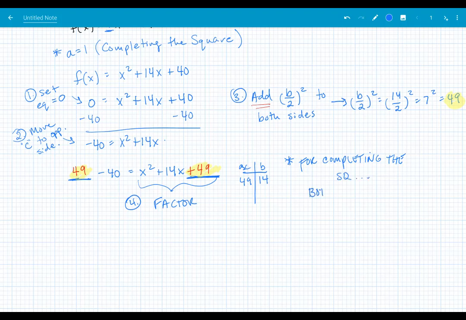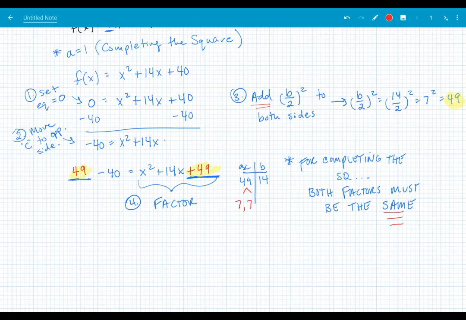Both factors must be the same. So thinking about what are factors of 49 that add to 14, these numbers must be identical. So the numbers that we're looking for here are 7 and 7, because 7 times 7 is 49, and 7 plus 7 is 14.